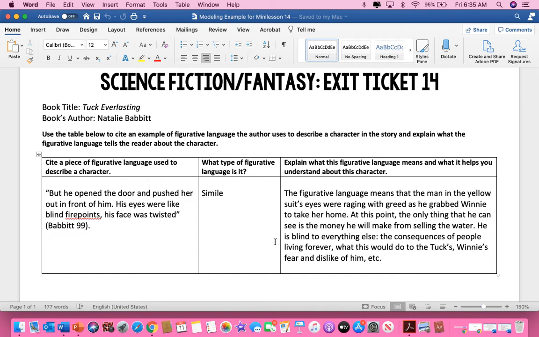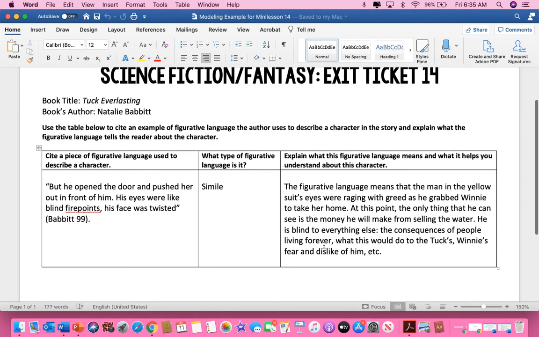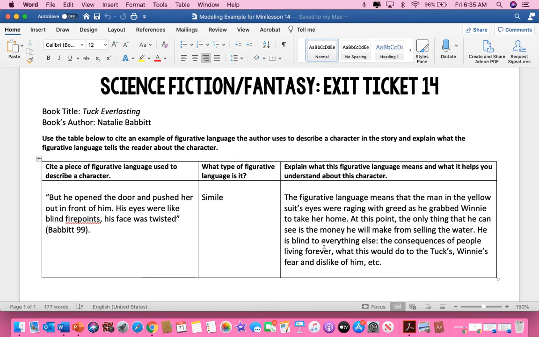I did this exit ticket based on the book Tuck Everlasting by Natalie Babbitt, and I cited a piece of textual evidence about the man in the yellow hat, and I explained what it said about him and what the figurative language meant. So I would share this explicitly with students so they could see that this is what proficiency on this piece of formative assessment looks like.